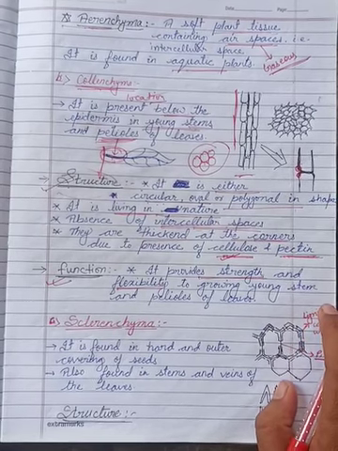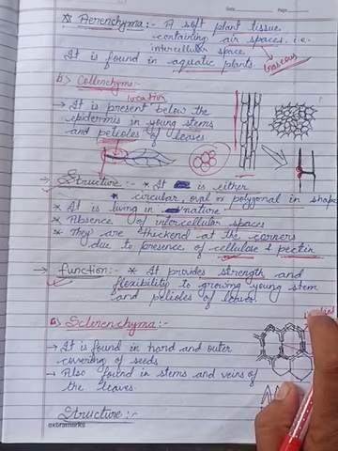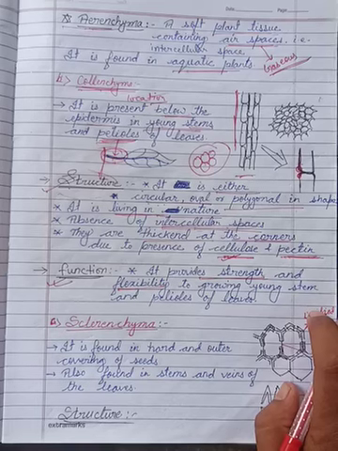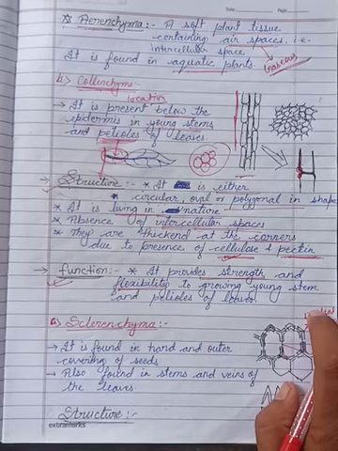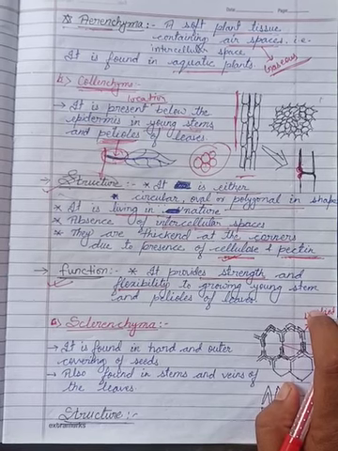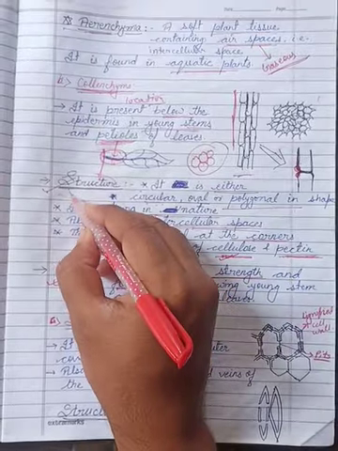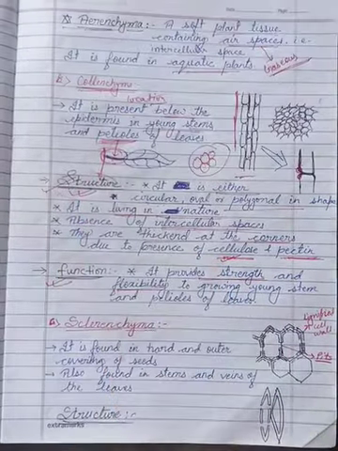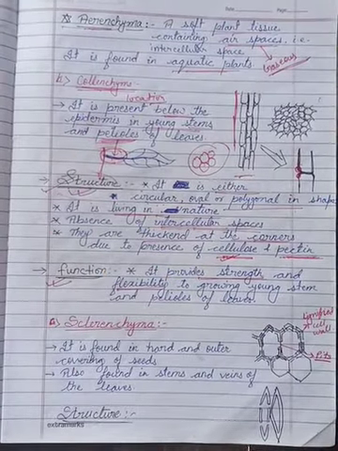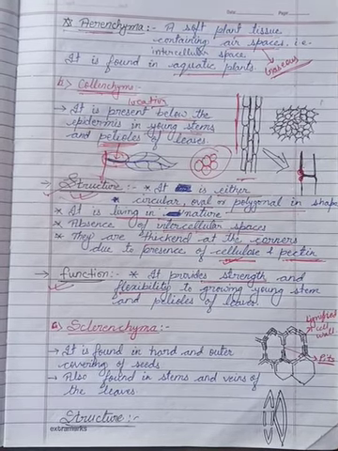Is it okay? Now, as I told you earlier, you have to remember three things. The first one is location, the second one is structure, and the next one is function. You have to remember all three important characteristics of each and every tissue. So now we are going to study the structure of the collenchyma. The structure of collenchyma has lots of differences from either sclerenchyma or parenchyma.